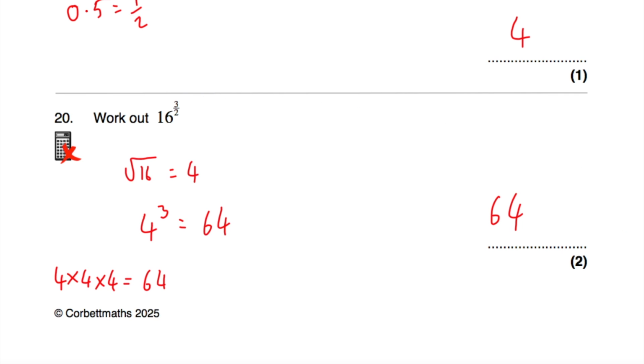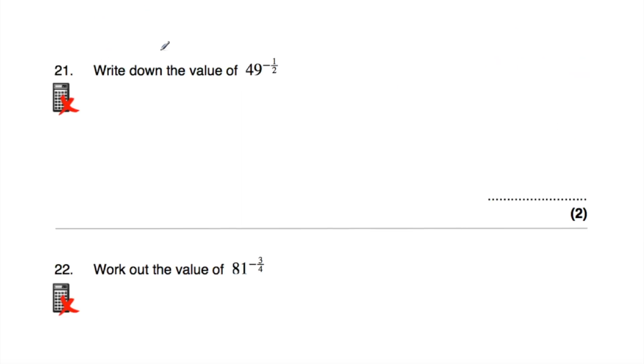Okay, let's look at our next question, question number 21. We've been asked to write down the value of 49 to the power of minus a half. So here we've got a negative fractional power. So what we're going to do is get rid of the minus sign by doing 1 over. Remember, if you've got a negative power, you can just do 1 over the positive power. So 1 over 49 to the half.